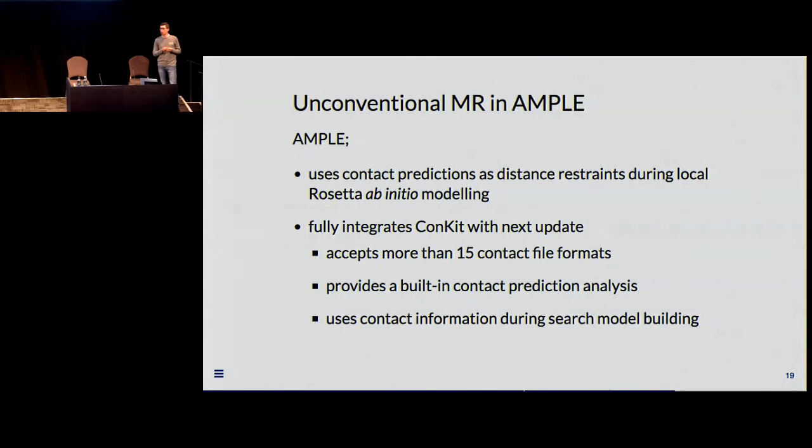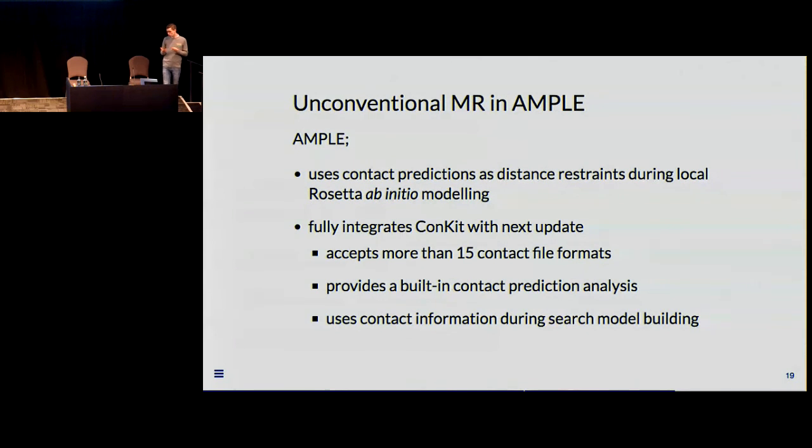And what we showed last year was that when we use, as I mentioned earlier, contact predictions as distance restraints during ab initio modeling, the quality of the models will enhance significantly, and this will allow you to have a far wider tractable target range using our approach. And with the full integration of ConKit within AMPLE, which will be with the next update of AMPLE, you will be able to provide over 15 different contact file formats directly to AMPLE without having to worry about converting them in any way. It will also, using ConKit, provide you some kind of feedback on the quality of your contact predictions.